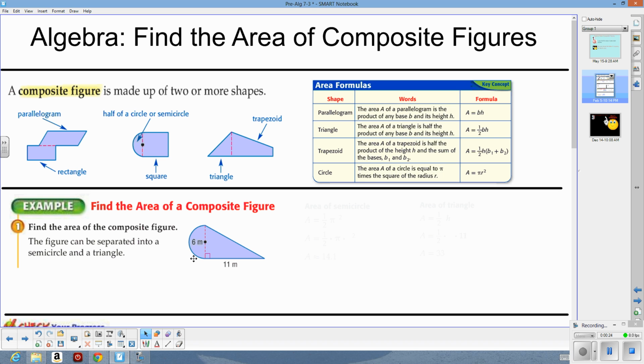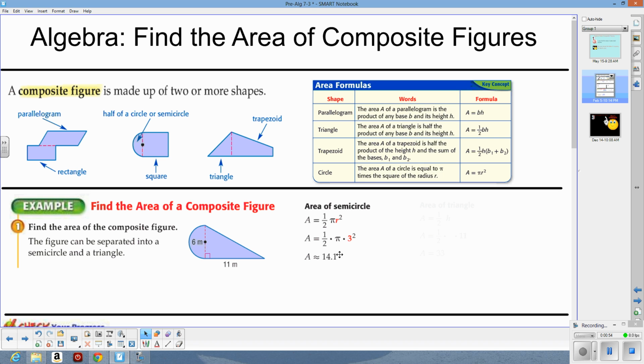So here's the semicircle, which is half pi r squared, and then the triangle, which is 1/2 base times height, or base times height divided by 2. So first, you would find the area of the semicircle by doing pi r squared divided by 2 or multiplied by 1/2 since it's only a half circle. This right here is a diameter, so you would want to cut that in half to get the radius of 3.